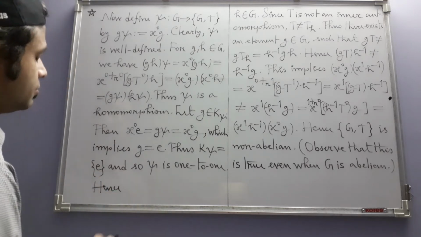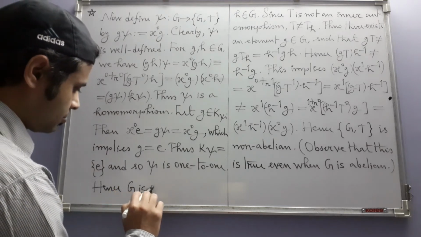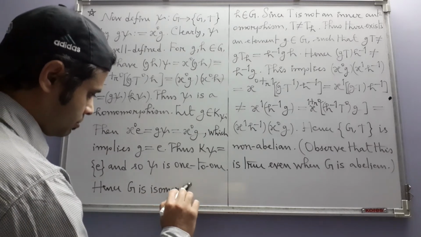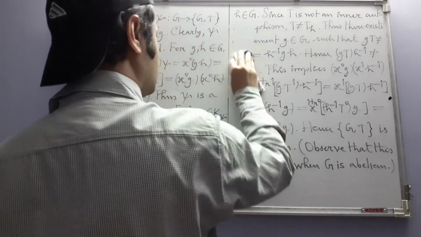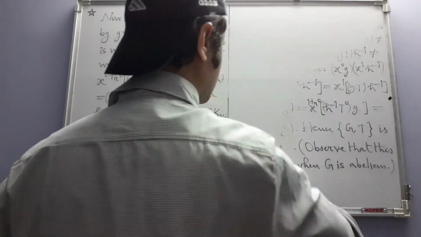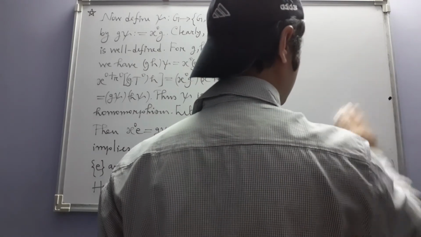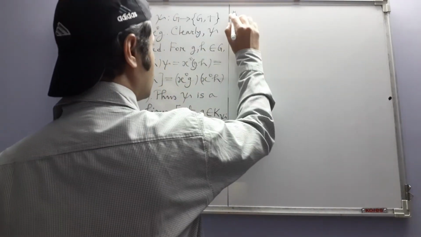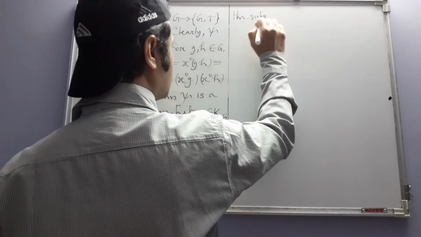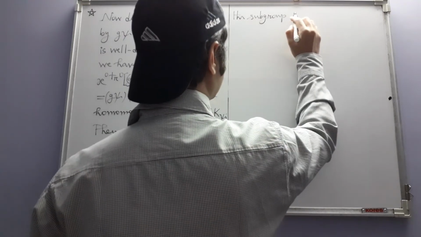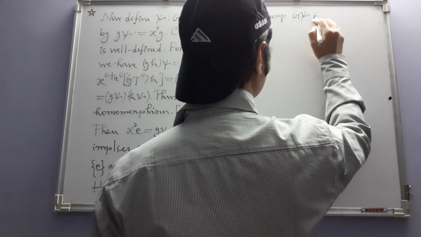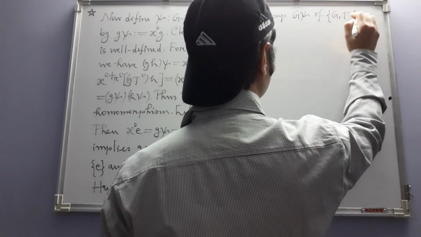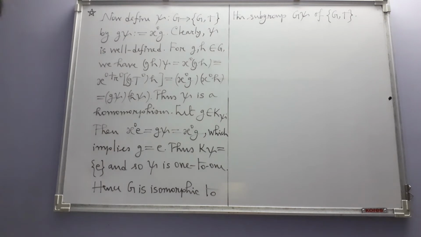Hence G is isomorphic to the subgroup G psi, which is just the image of G under psi of this. Okay.